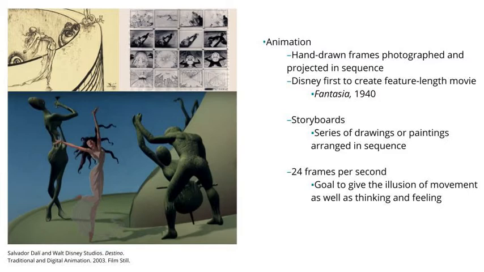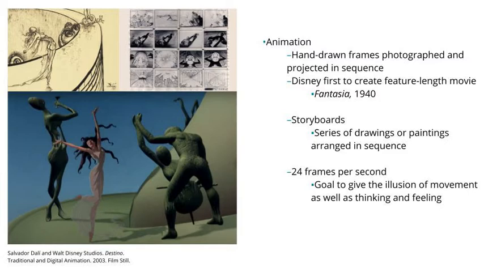Disney was the first to create a feature-length movie of animation. It was Fantasia in 1940. And also, animation is planned out through the form of storyboards, which is a series of drawings or paintings arranged in sequence. And they were normally 24 frames per second. That is because the goal is to give the illusion of movement as well as thinking and feeling, and that's how quickly the frames need to go for your brain to not think it's too choppy and weird to process.